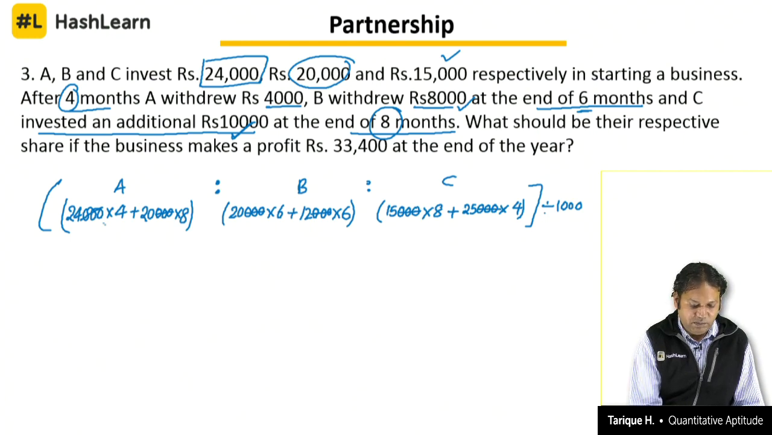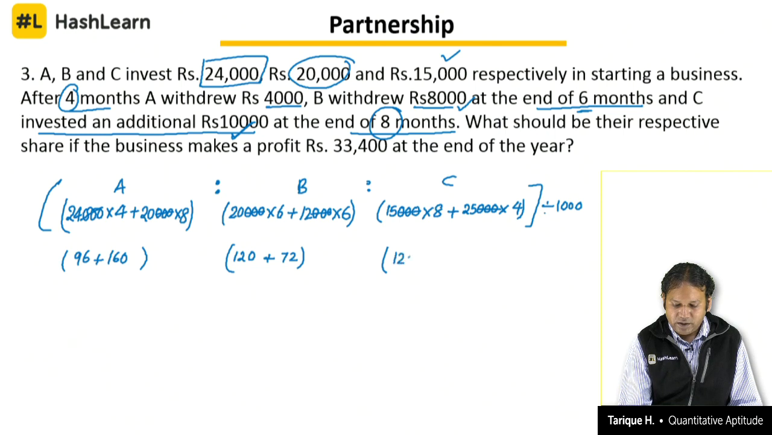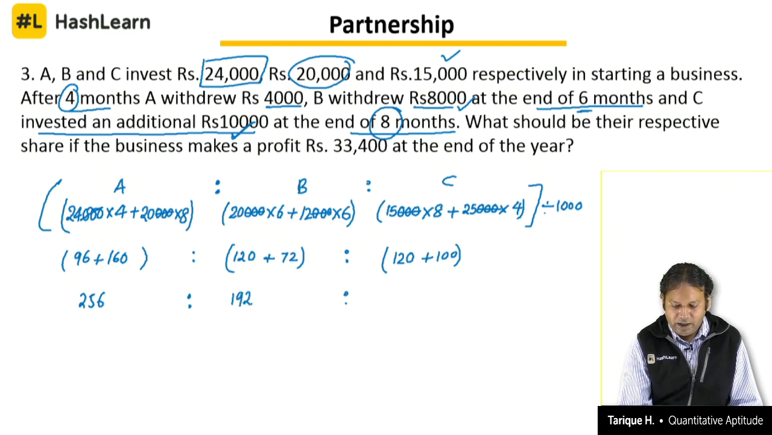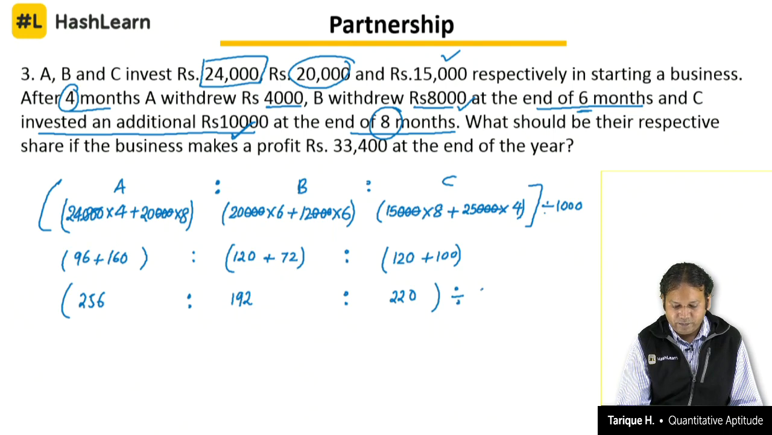Once you cancel the zeros, multiply whatever value is left, 96 plus 160. Here we get 120 plus 72, and here we get 120 plus 100. So the final ratio that we are going to get here is 256 is to 120 plus 72, 192, and we are getting here 120 plus 100, that is 220. All are divisible by 4, so divide by 4.